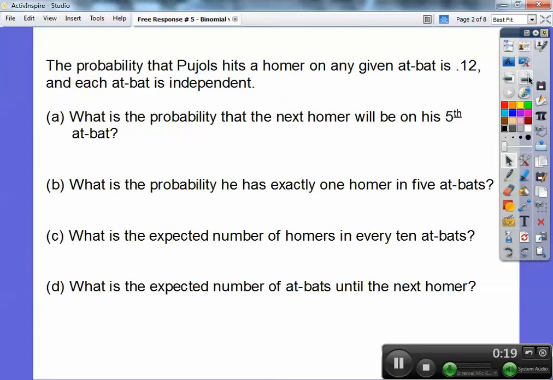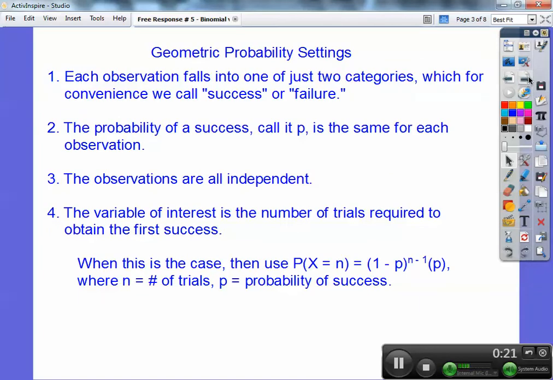Okay, this one is a geometric probability setting versus the binomial. I'll explain the difference between the two. Each observation falls into one of just two categories, whether he hits a homer or he doesn't, success or fail. The probabilities are all the same, and they're independent. And this is the important one for the geometric, you guys: the variable of interest is the number of trials required to get the first success.